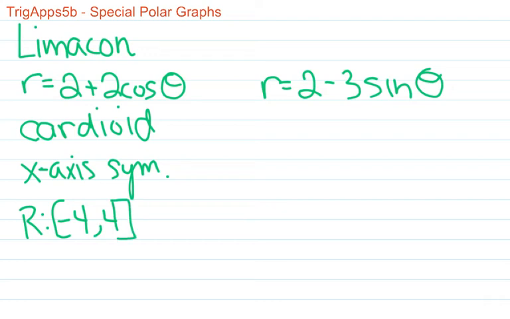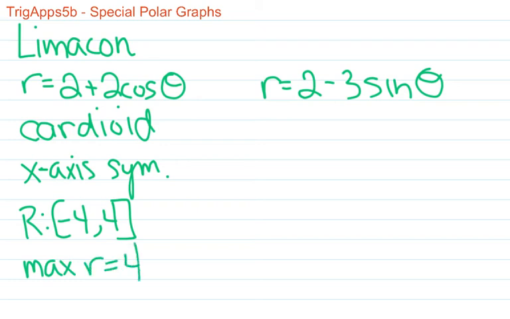I'm actually a little bit shaky about that range right now. I'm wondering if it's just 0 to 4. And so anyways, just keep your eyes posted for some things that show up like that. The one thing we know for sure is that the max R value is 4. So I'll just jot that down. Max R is 4. All right, so that's a cardioid.